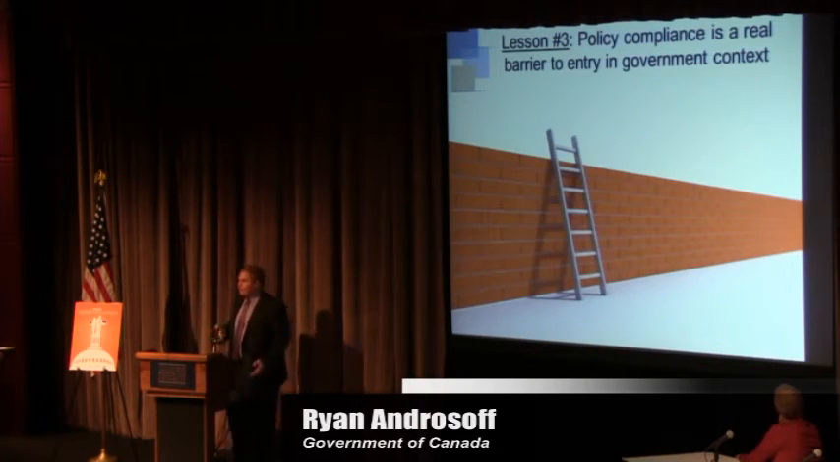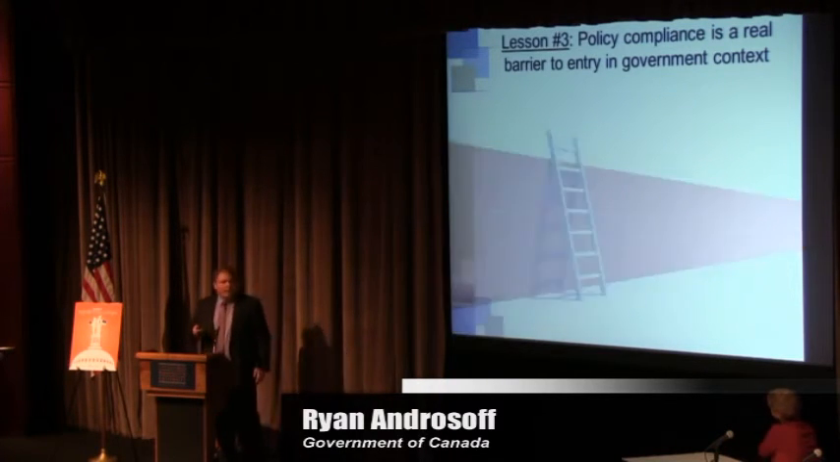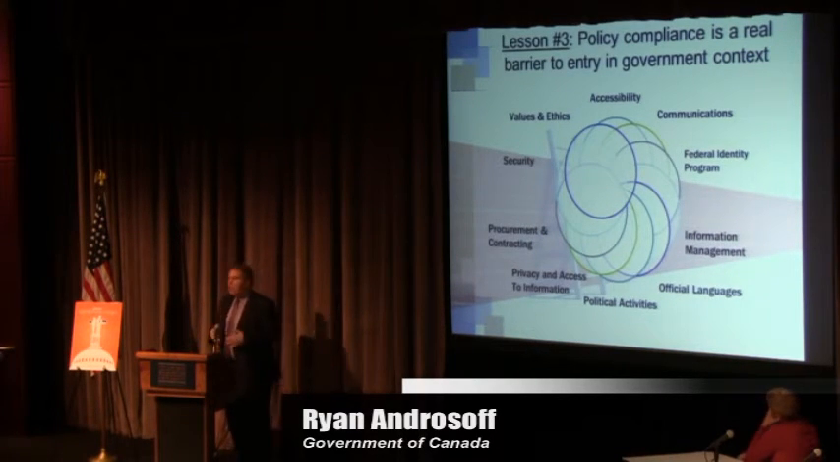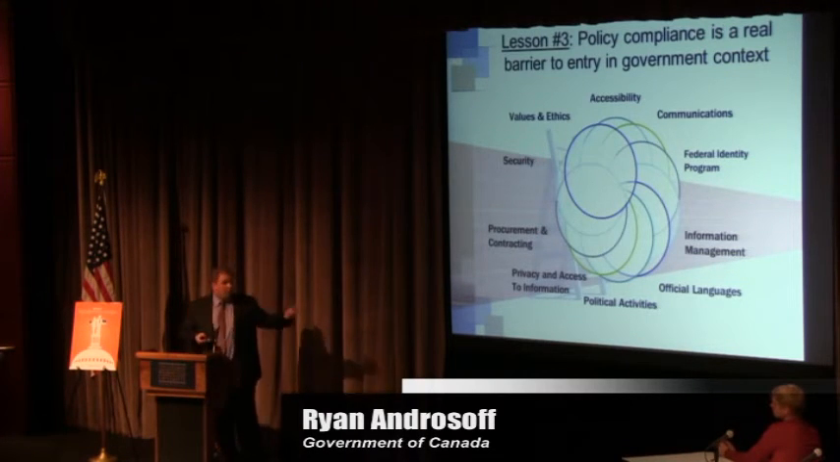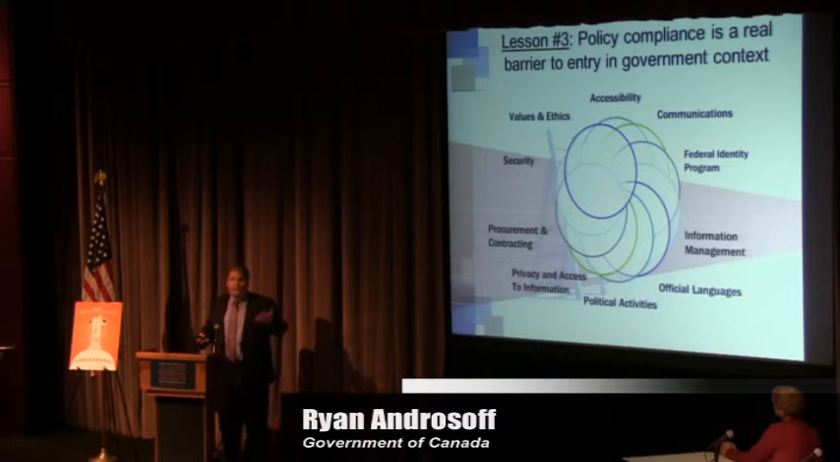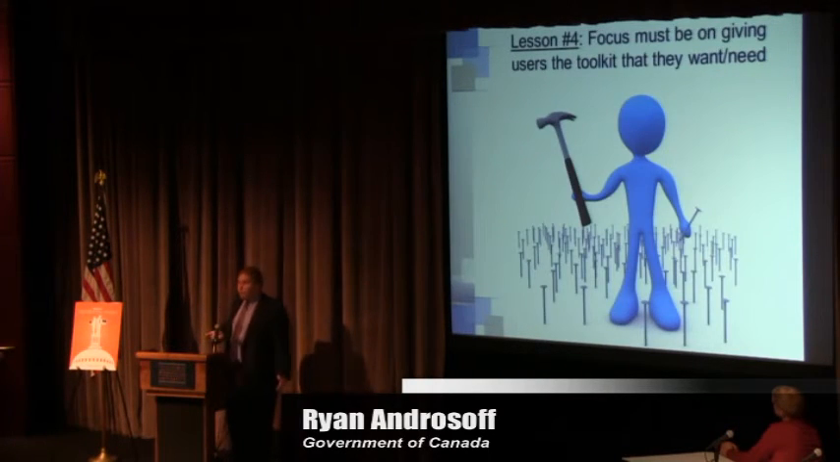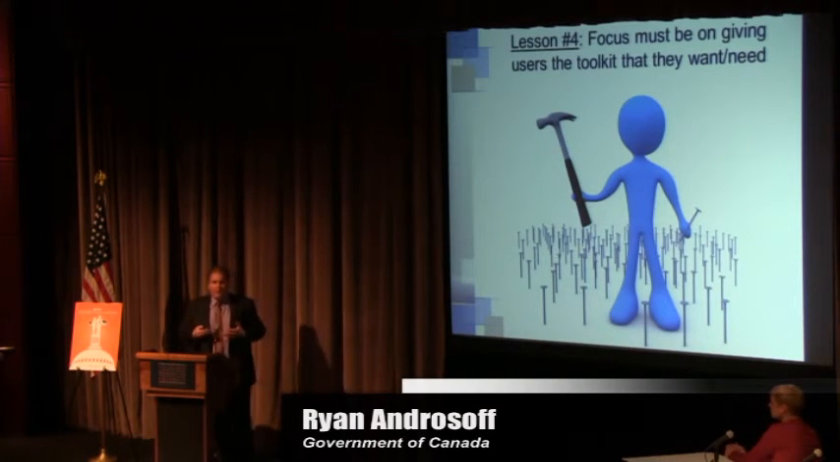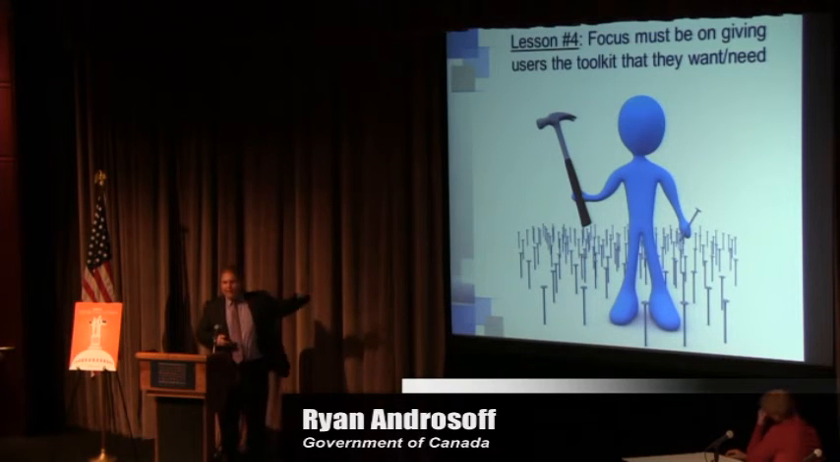The third lesson is, in the government context, policy compliance is a real legitimate barrier to entry. You know, this is an example of, in the Canadian government context, the types of policy considerations we have to think about when we talk about any kind of government-wide collaboration system, which includes things which wouldn't be an issue in the United States, like official languages. Number four, the notion of having the right tools to fit the job that people actually need. You know, this may be a bit of a controversial statement at a conference about wikis, but I find sometimes we can fall into the issue of that old adage: if all you have is a hammer, everything looks like a nail.